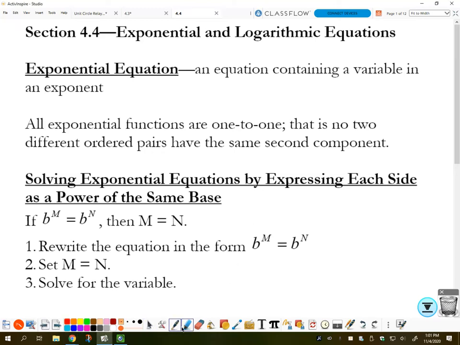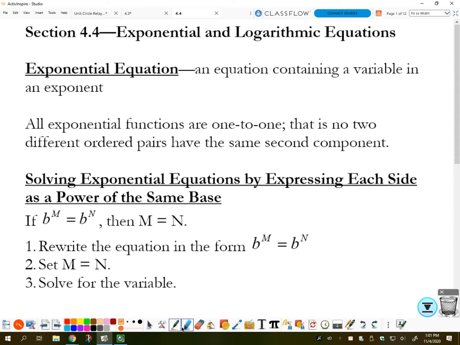Right, so for section 4.4, and this is the last section from chapter 4, so Monday will be a review day and Tuesday will be your test over chapter 4. Anyway, section 4.4, we're going to solve exponential and logarithmic equations.